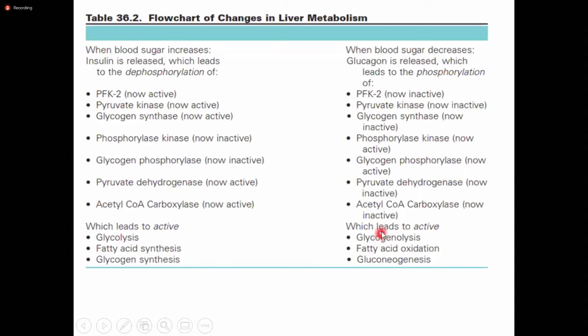Vice versa, we have the opposite mechanism, or completely different mechanisms, and eventually they will lead to glycogenolysis, fatty acid oxidation, and gluconeogenesis in order to provide the body with the glucose that is required for other tissues.